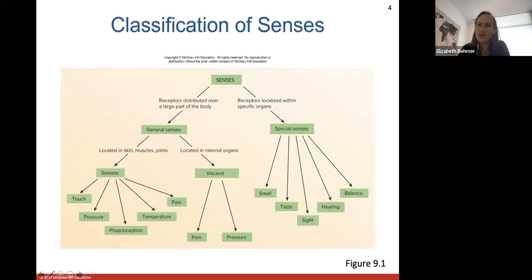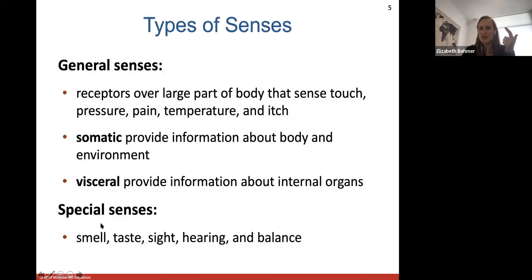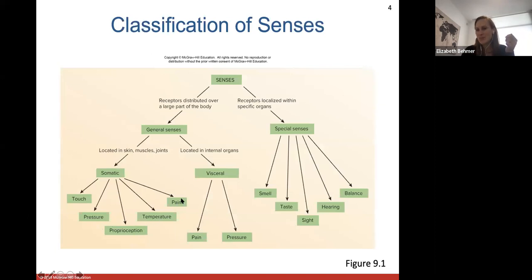Here is a classification of all of your senses. You can have general senses. The ones that are located in your skin, your muscles, and joints are called somatic, where they will help you detect touch, pressure, proprioception, temperature, and pain. Proprioception is the ability of your body to understand where it is in relation to itself. So proprioception helps you when you're moving your arms or running. If you move your arms across your body, they don't touch each other. So proprioception is the ability for your limbs, joints, muscles, fingers to know where the other part of your body is in relation to each other.